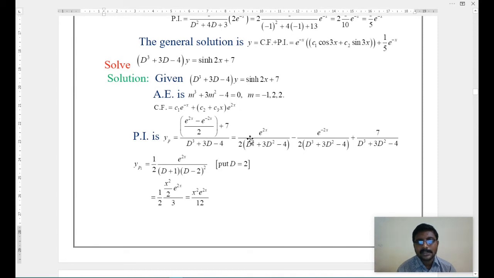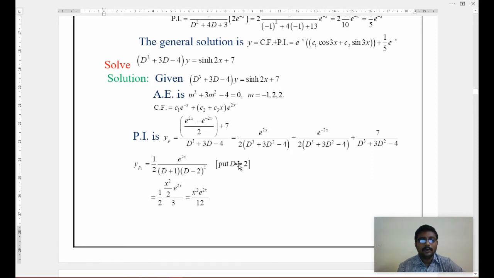Now splitting the fraction and operating with 1/f(D), that is 1/(D³ + 3D² - 4), we get three terms here. So it should be Yp1, Yp2, Yp3. Now we have to solve the three particular integrals. Yp1 is (1/2) e^(2x)/(D³ + 3D² - 4). Now the denominator expression can be written as the product of a linear and a quadratic polynomial, that is (D + 1)(D - 2)².